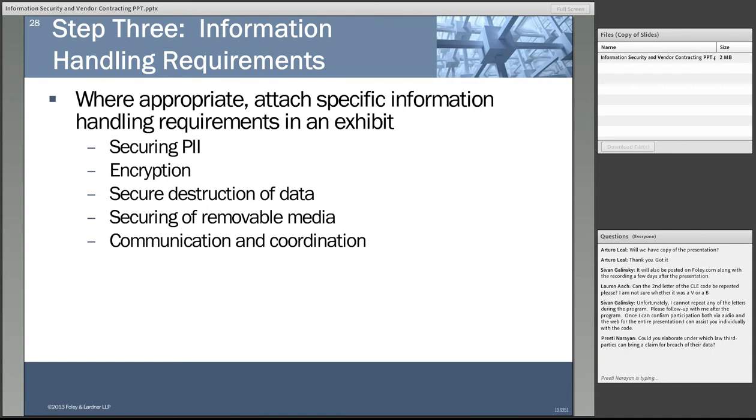There are different ways to destroy data. There are different obligations to do so, and you want to make sure that the guidelines you have in compliance with particular regulations are in that exhibit as well.